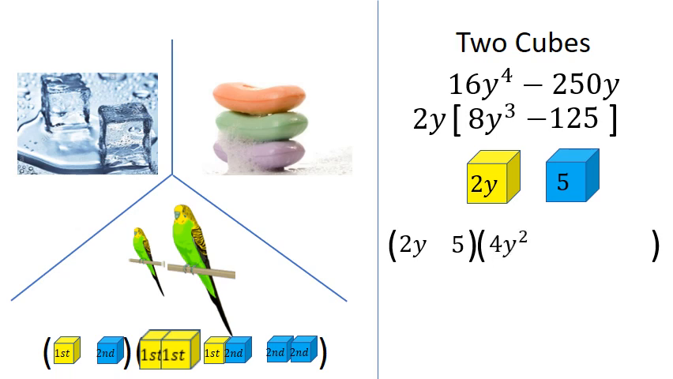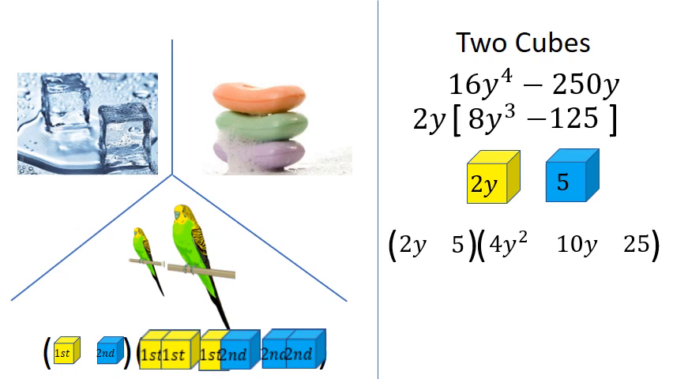2y times 2y is 4y squared. The middle piece is going to be the first block times the second block. So that is 2y times 5. That's going to give us 10y. And then the last piece, second block times itself, 5 times 5 is going to be 25.